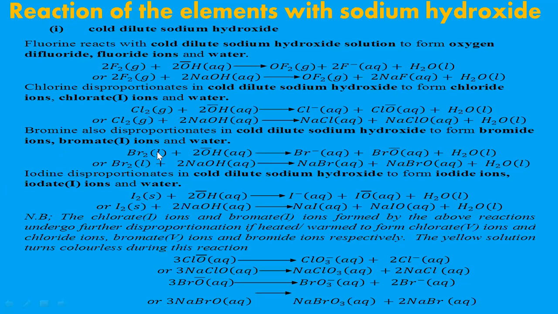The difference is in the states here, chlorine a gas, bromine a liquid, iodine a solid, but the products are almost the same, as long as the sodium hydroxide is cold and dilute. I went further and emphasized that the halate 1 salts formed undergo further disproportionation if heated or warmed, forming chlorate 5 ions and chloride ions, bromate 5 ions and bromide ions, and the yellow solution turns colorless during the reactions.